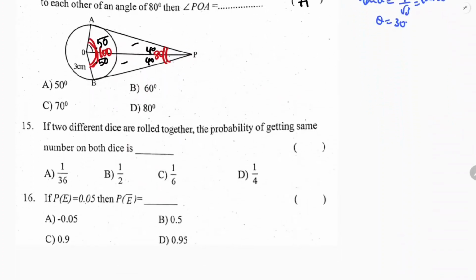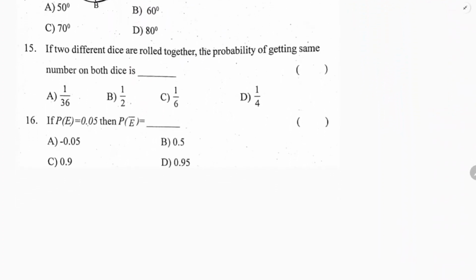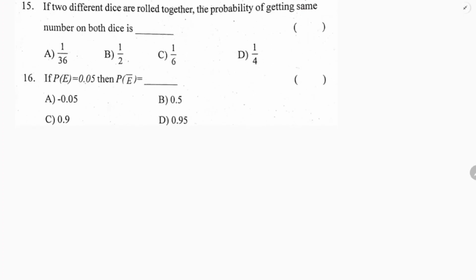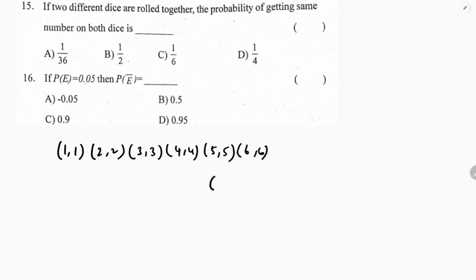If two different dice are rolled, the probability of getting the same number on both the dice. See, there are 36 outcomes, but the same number, a doublet, is 1 1, 2 2, 3 3, 4 4, 5 5 and 6 6. That is 6 outcomes out of all 36 outcomes.